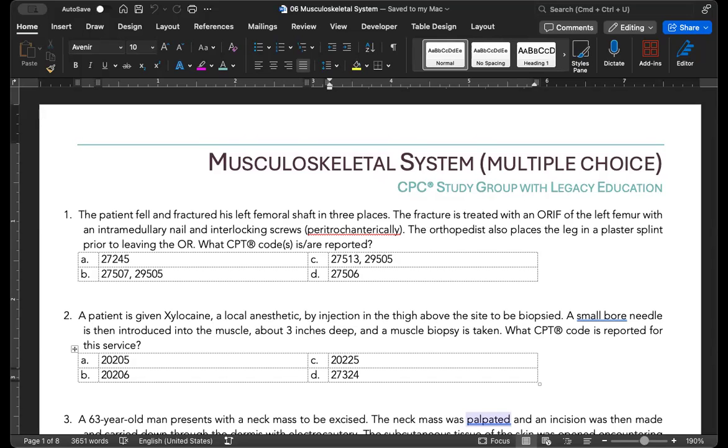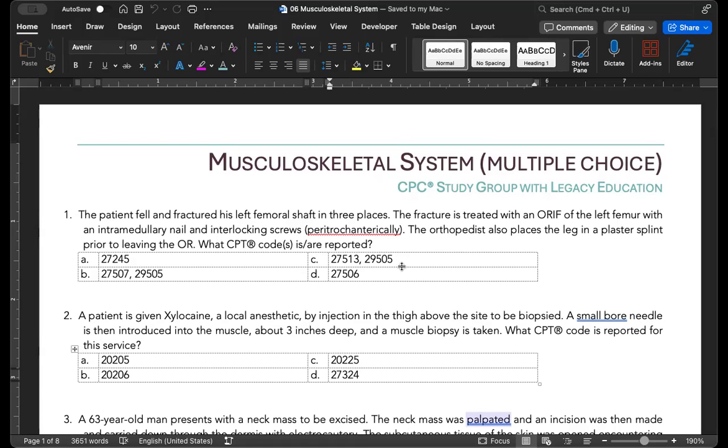So first off, we want to break this down a little bit. Does anybody know what ORIF stands for? You can either come off of mute, or you can type it in the chat if you want to. Go ahead. Open reduction internal fixation, I think? Yep, that's it. So it just means that they've done an open reduction of that fracture, and then they use internal fixation. So they use plates and screws or something along those lines to fix that bone so that it doesn't move back during that healing process. Okay.